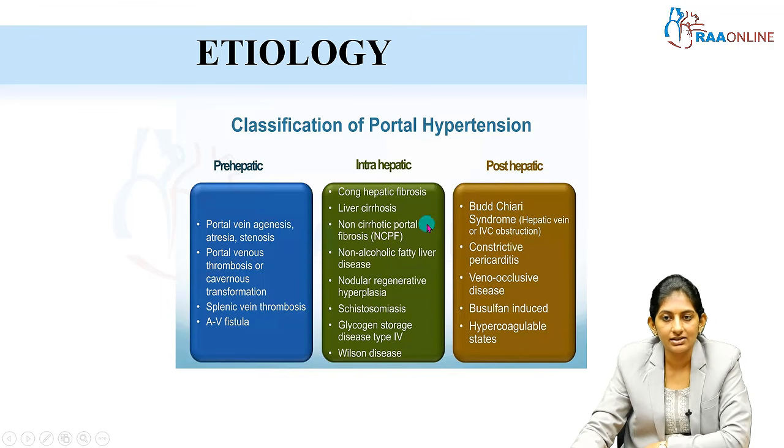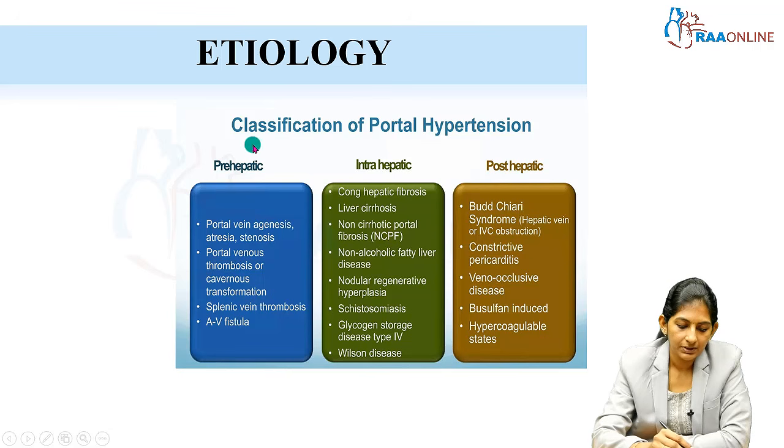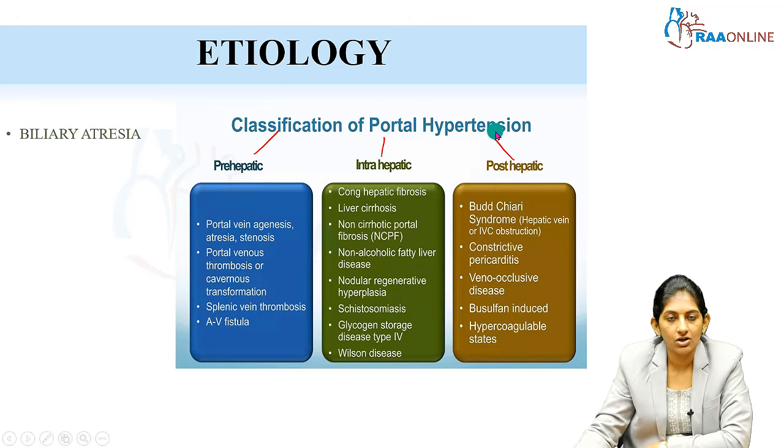Posthepatic: once it exits the liver, if there is an obstruction, a typical example is Budd-Chiari syndrome, that is hepatic vein or IVC obstruction, or further up, constrictive pericarditis, where the IVC is not able to deliver. Constrictive pericarditis, veno-occlusive disease or a general hypercoagulable state. So this is the classification. You first divide as prehepatic, intrahepatic and posthepatic and start writing the causes.